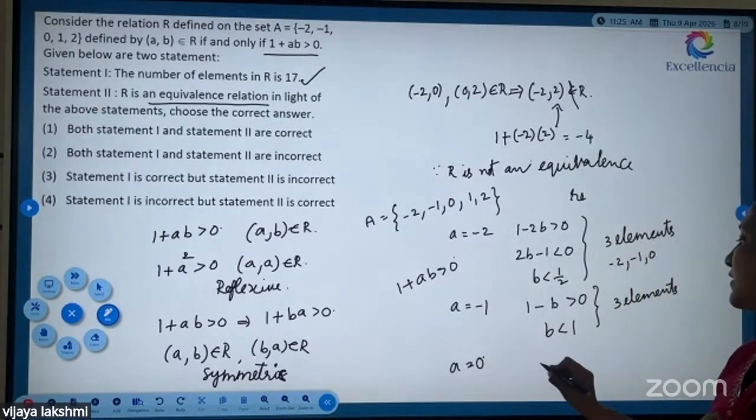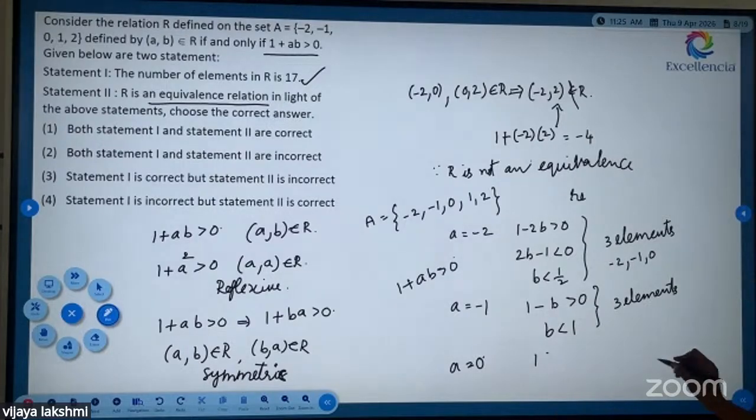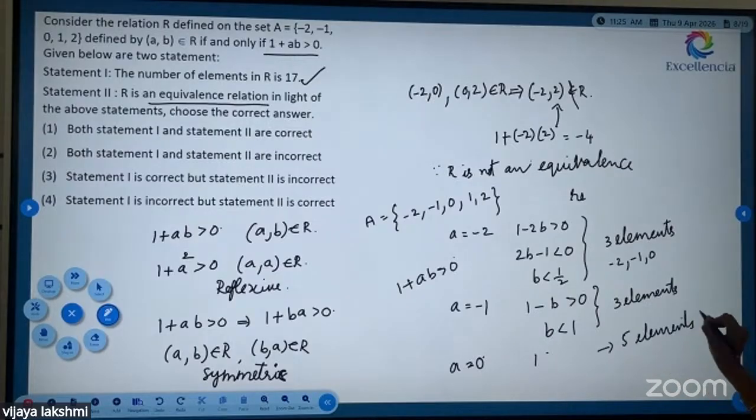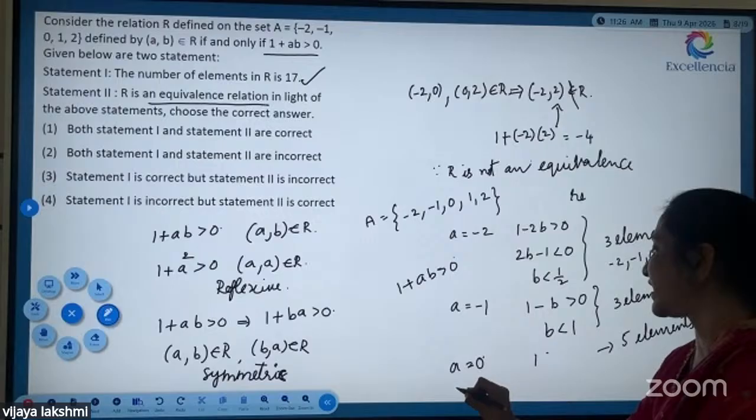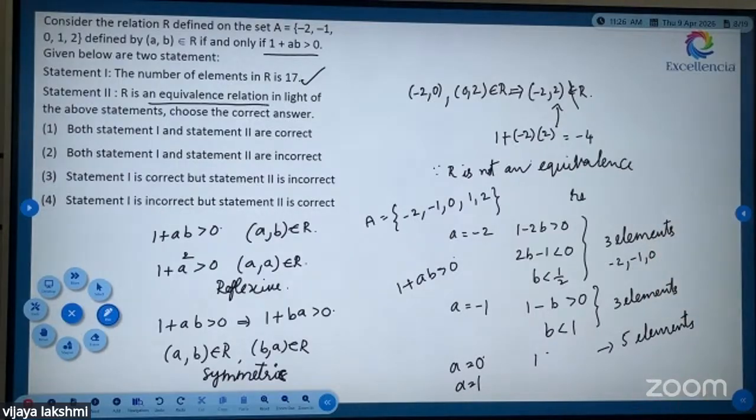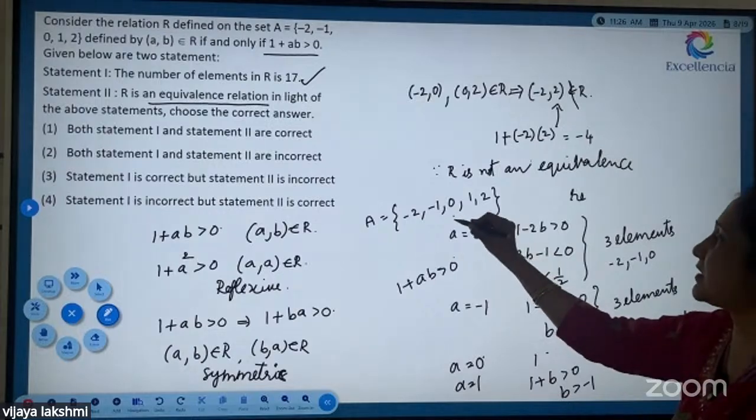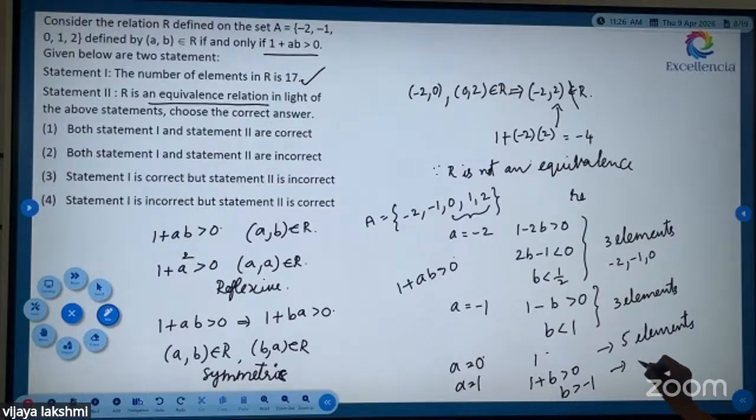Similarly, I will consider the next value, A equal to 0. A equal to 0 means what you are getting? 1 greater than 0, so all the elements you will take, you get 5 elements. Next, if you consider A equal to 1, here you get 1 plus B greater than 0, so B greater than minus 1. How many elements are there? 0, 1, 2, 3 elements.